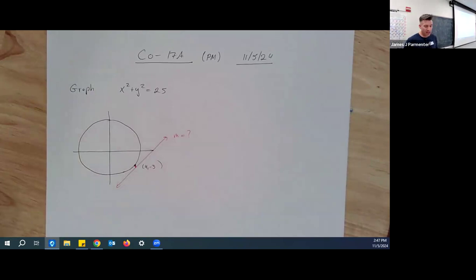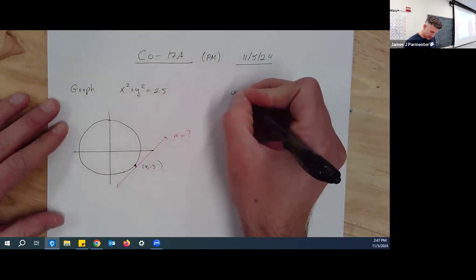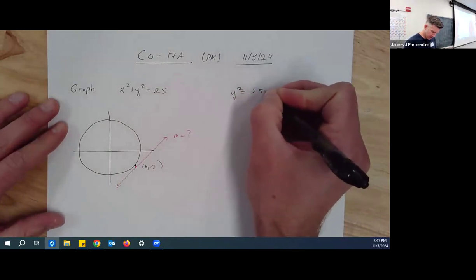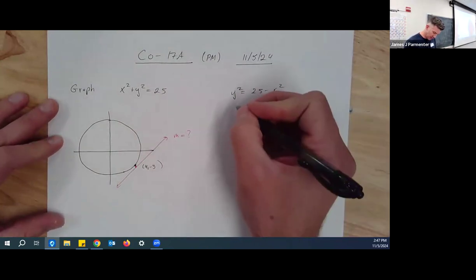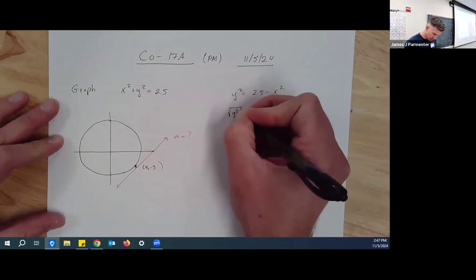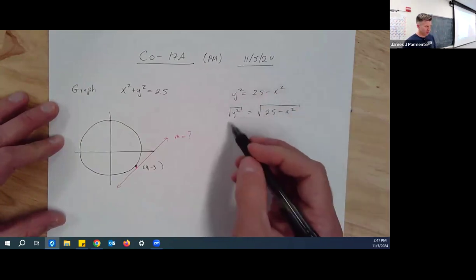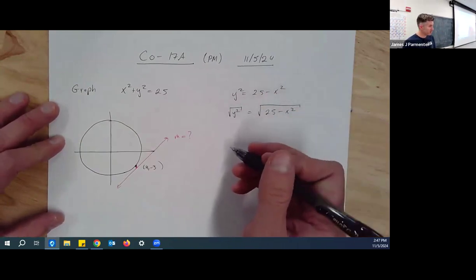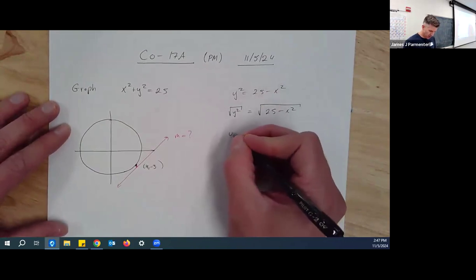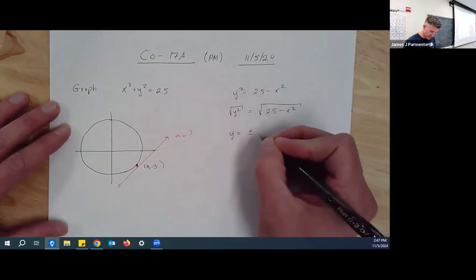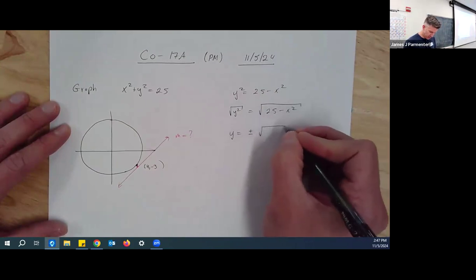Well, one way I could do this in this particular case is I could solve for y. It's an option here, not always going to be an option. But in this case, we could solve for y and say, okay, y squared equals 25 minus x squared, and then take the square root of both sides. So the square root of y squared equals the square root of 25 minus x squared. But then the square root of y squared is the absolute value of y. So we really have y equal to plus or minus the square root of 25 minus x squared.